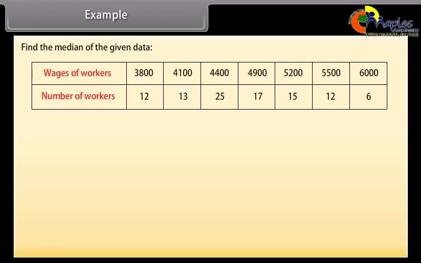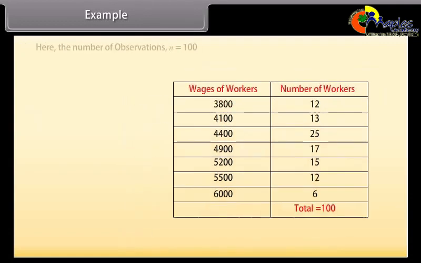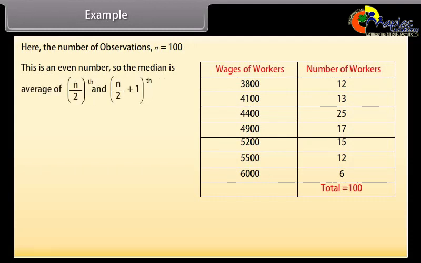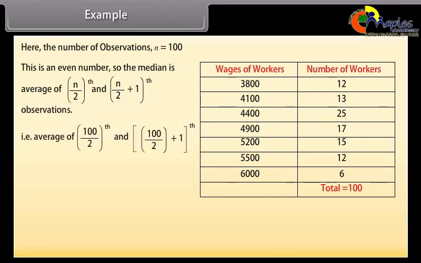Find the median of the given data. Solution. Firstly, we will write the wages of workers and the number of workers. The total number of workers is 100. Here the number of observations n is equal to 100. This is an even number, so the median is the average of the n by 2th and n by 2 plus 1th observations. That is, the average of 100 by 2th and 100 by 2 plus 1th observations. That is, the average of 50th and 51st observations.